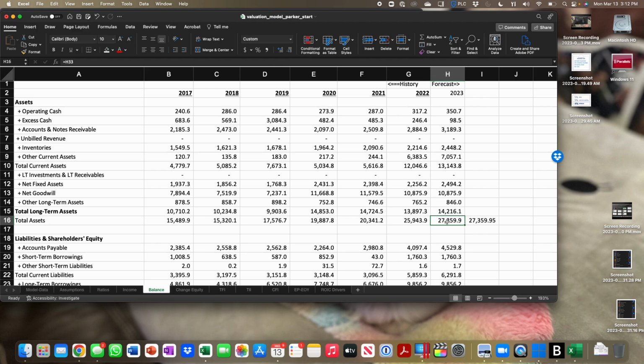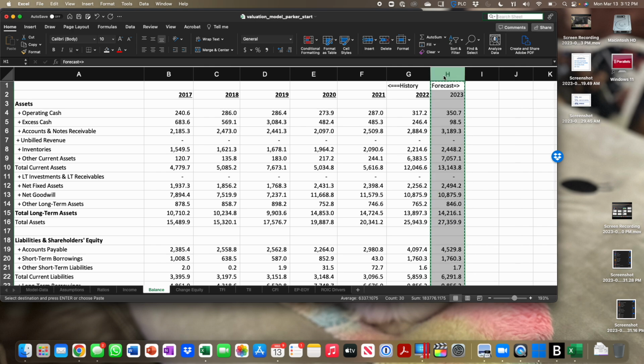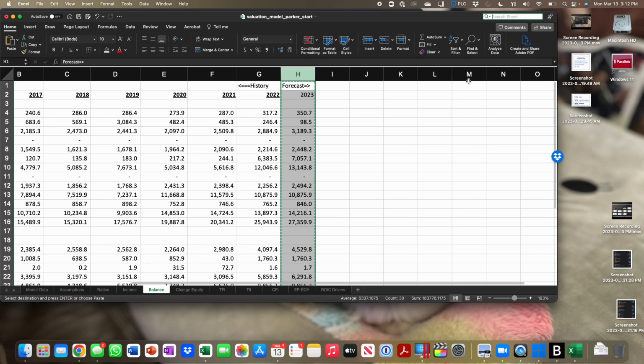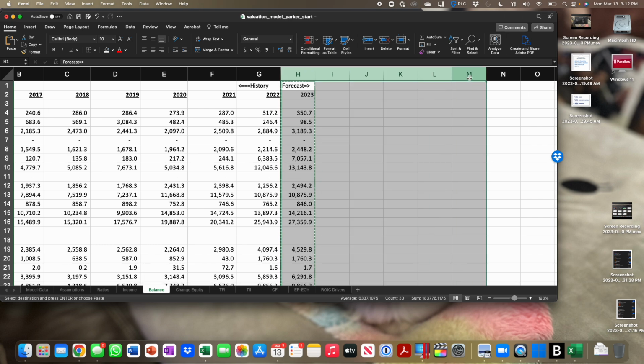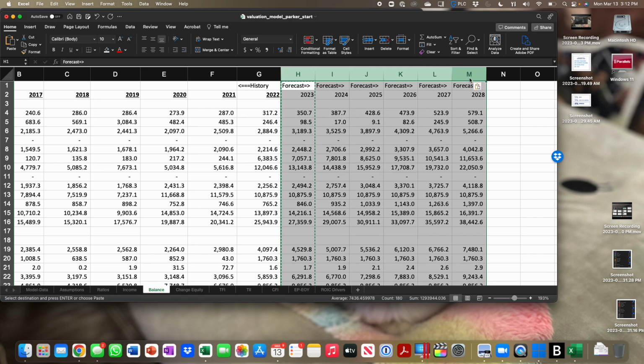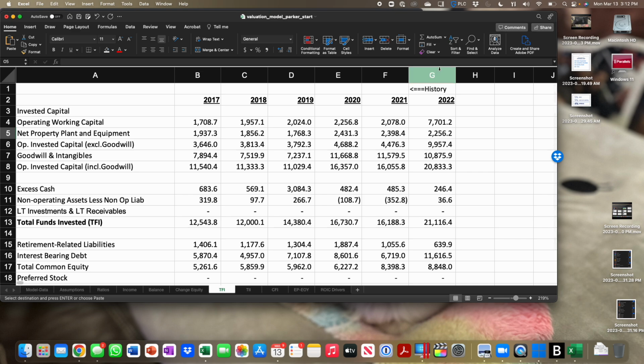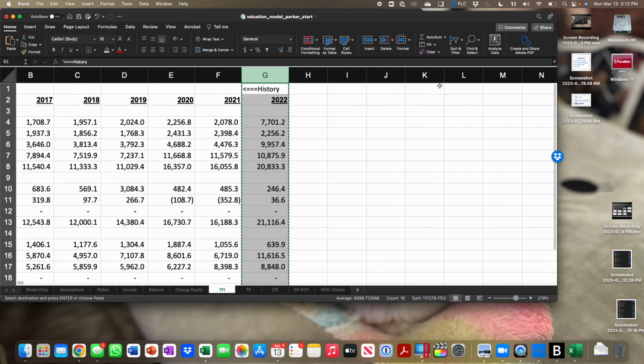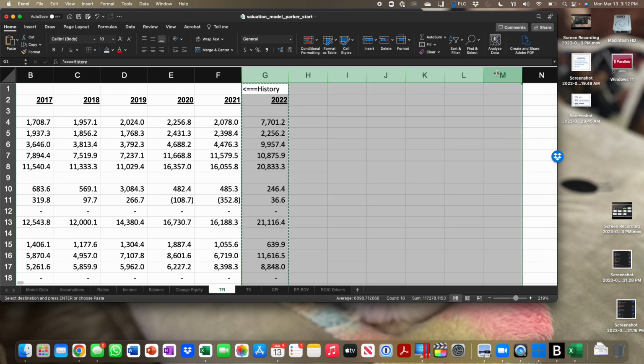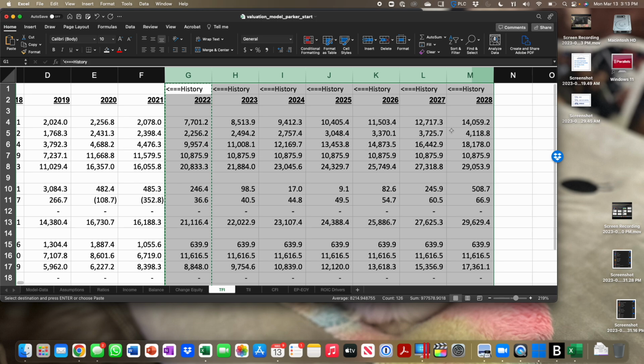Okay, final step, delete that. Take column H, copy it, go to column M. We now have forecast through 2028 for Parker Hannifin's actual balance sheet. Go to the TFI tab. Take column G, copy it, go to column M as in Mary, and paste it. We now have forecasted TFIs going through 2028.